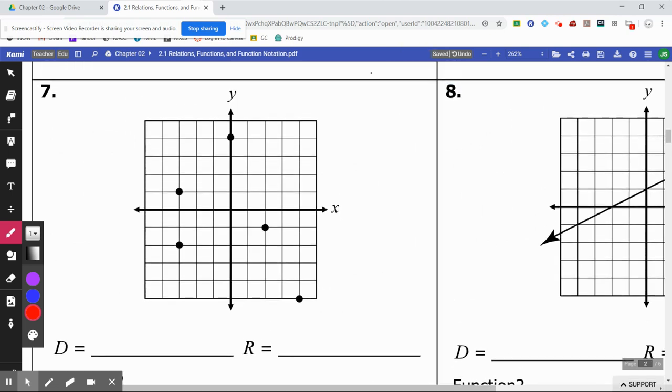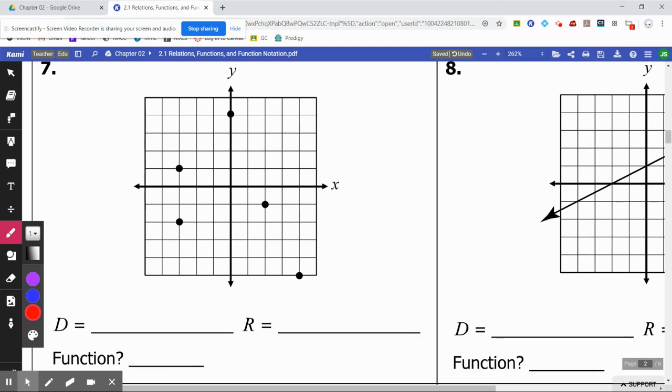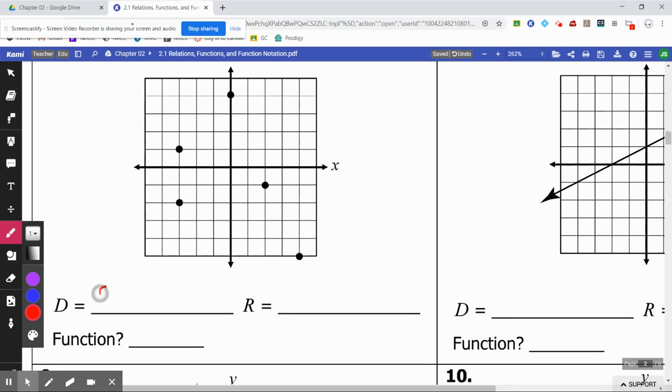Again, we can also represent relations with graphs. And the rule was, okay, let's do domain and range first, then we'll talk about it. Let's try that again.